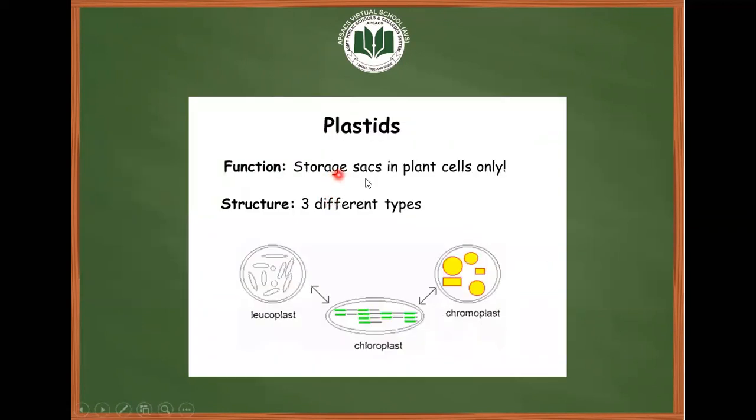You can see here the plastids. These are the storage sacs in plant cells only, and there are three main different types of plastid. One, chromoplast, which stores different colors, due to which flowers appear as different colors that we see: red, pink, yellow, orange. And chloroplast, which has a green pigment. With the help of chloroplasts, the plant can do photosynthesis. In chloroplast, there is the green substance chlorophyll present. The leucoplasts are the storage organelles that help in the storage of lipids and starch as well. Let's have a look at this video to understand the concept.